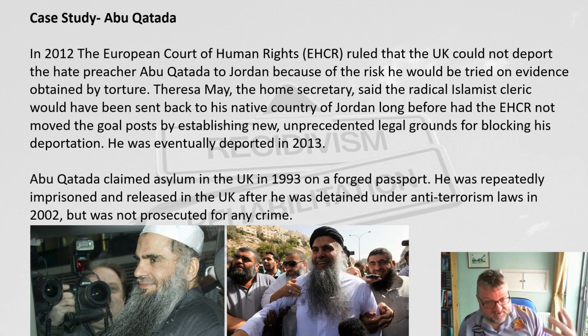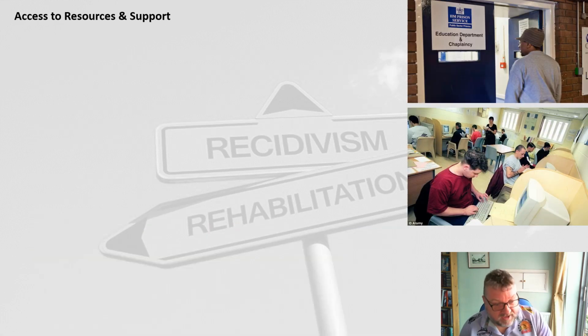But this is, in Theresa May's and the government's mind, an Islamist radical hate preacher who they wanted to deport from the country, but the due process didn't allow them to do that. Now, you may think that is a good thing, you may think that is a bad thing, that is up to you, but it's a good case study to use. So, that was civil liberties and legal barriers.